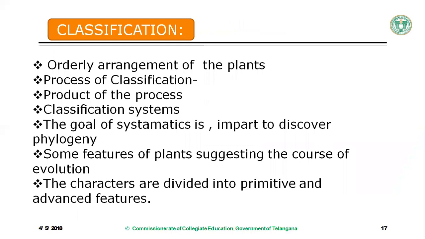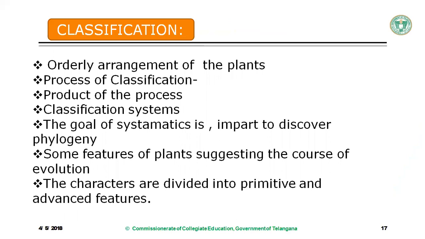So next, the third step, classification. Before classification, you have to characterize the plant, listing out the attributes or characters of the newly identified plant. Classification is the orderly arrangement of plants. It is a basic science based on logic or reason. You have to do the process of classification. What is the product of the process?